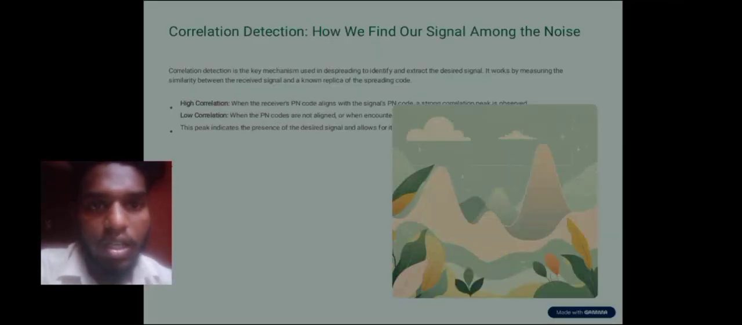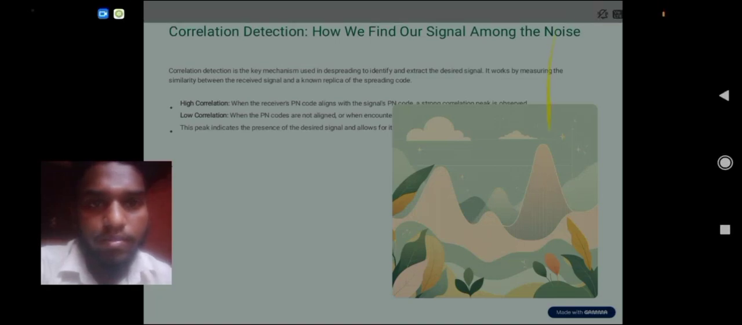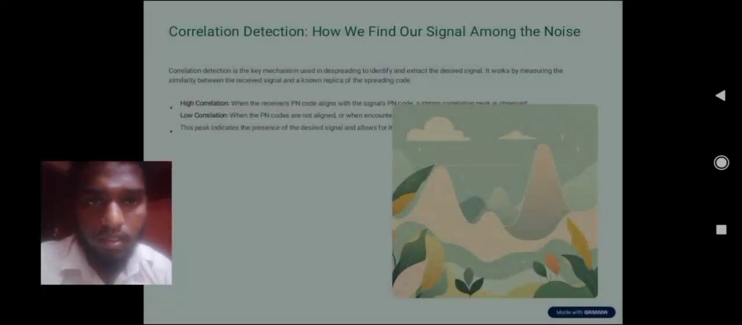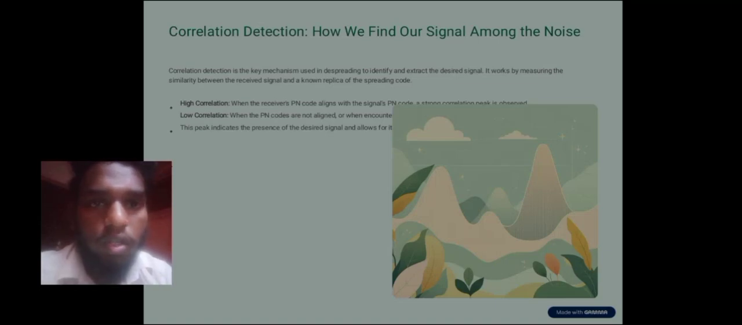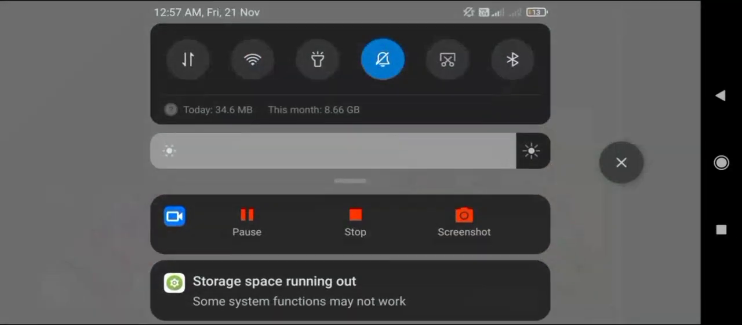Now we will see about correlation detection. Correlation, the word refers to something being related to something. Like that, here the despread signal is related to the spread signal. Here the correlation detection is the main mechanism in the despreading process. It extracts the original signal by comparing the similarities between the despreading signal and the PN code of the spreading signal.